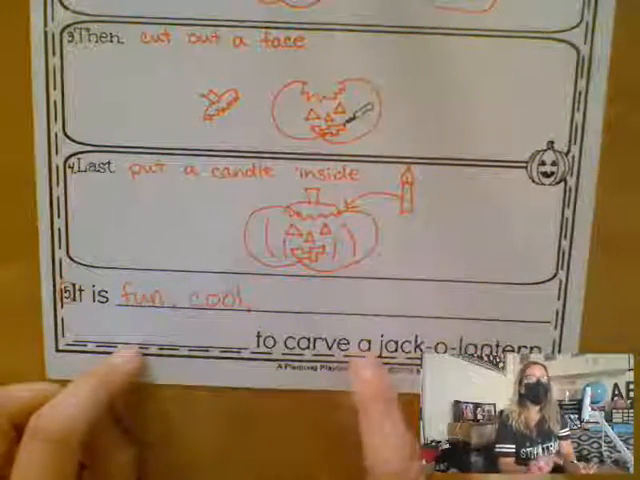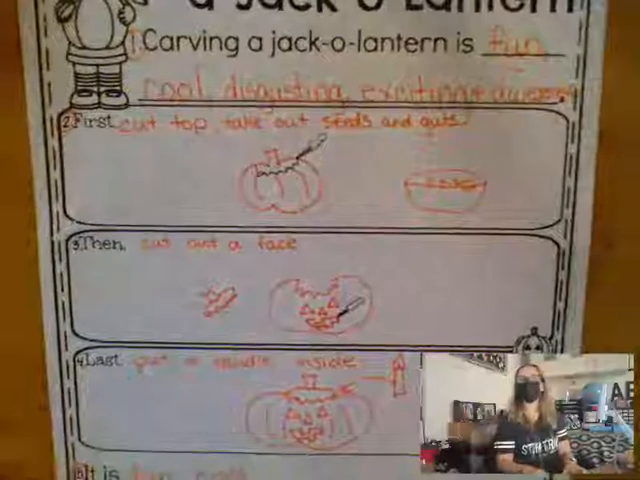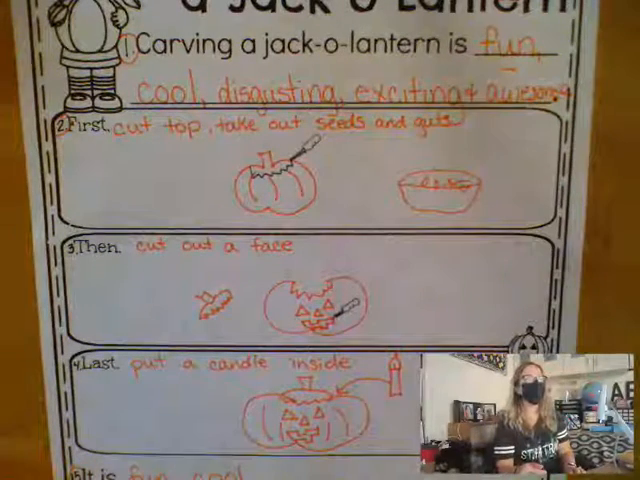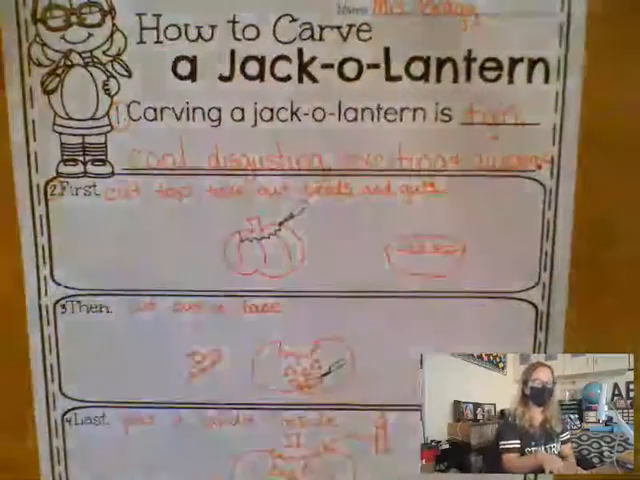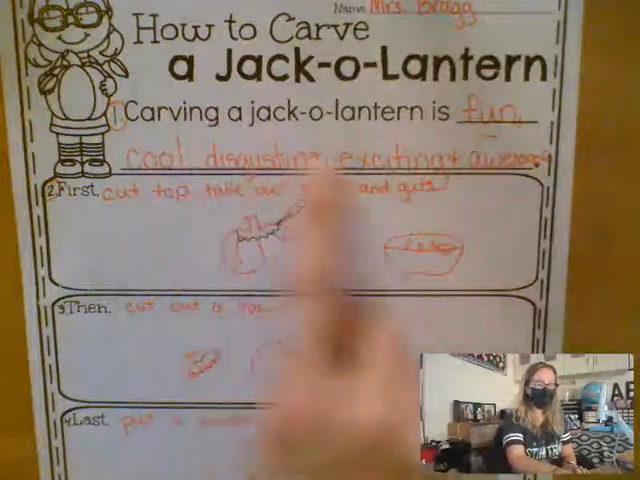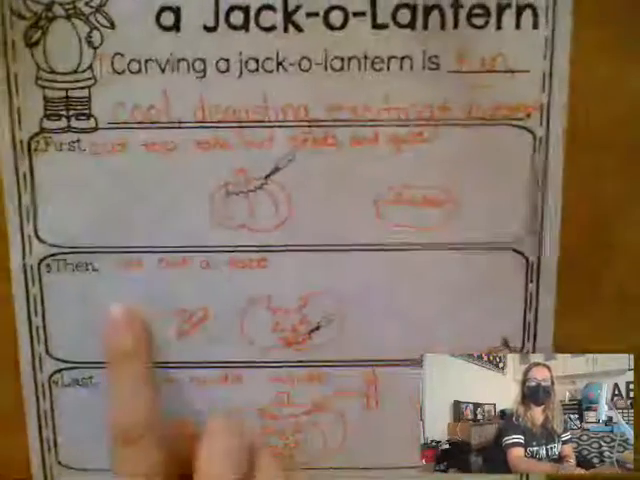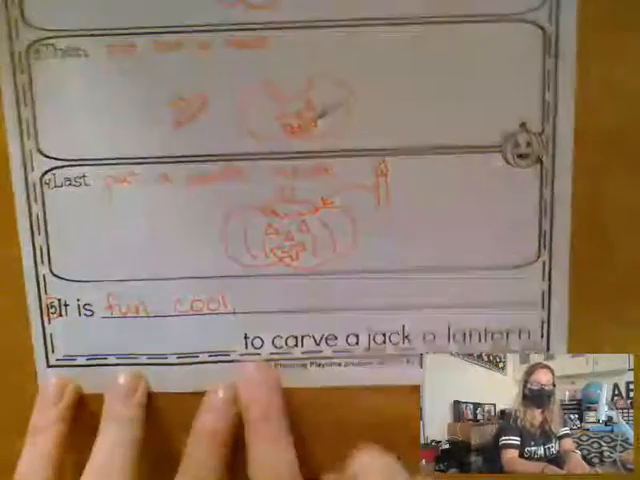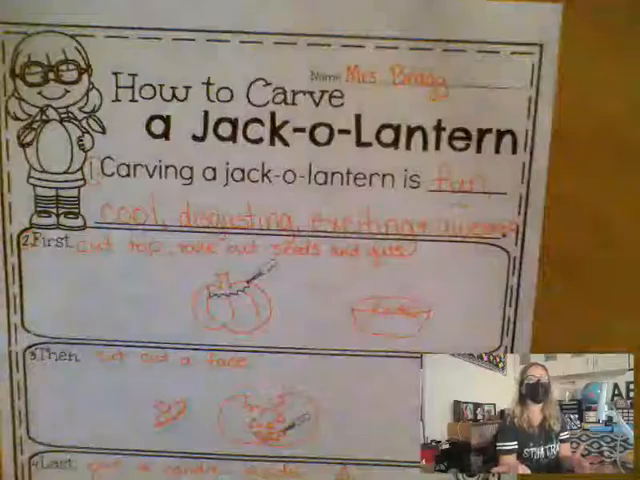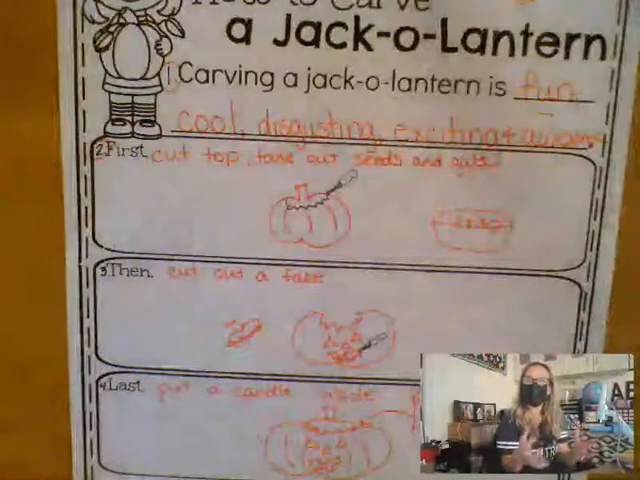Okay? Now, when you're finished with this page, you have planned your entire writing piece. It is ready for you to start doing your rough draft tomorrow. You can literally look at this and see. Carving a jack-o'-lantern is fun, cool, disgusting, exciting, and awesome. First, cut the top, take out the seeds and guts. Then, cut out a face. Last, put a candle inside. It is fun and cool to carve a jack-o'-lantern. Okay, this basically writes the paper for you. Do you see how it comes together in a nice story?